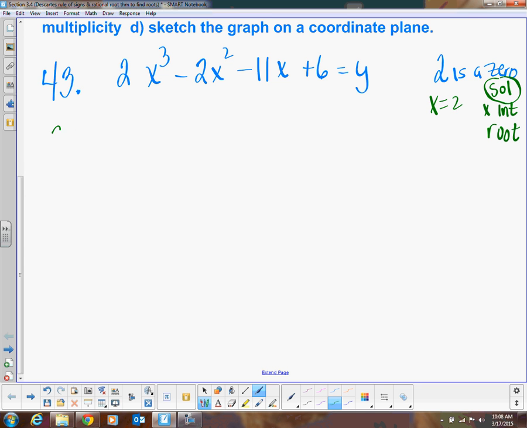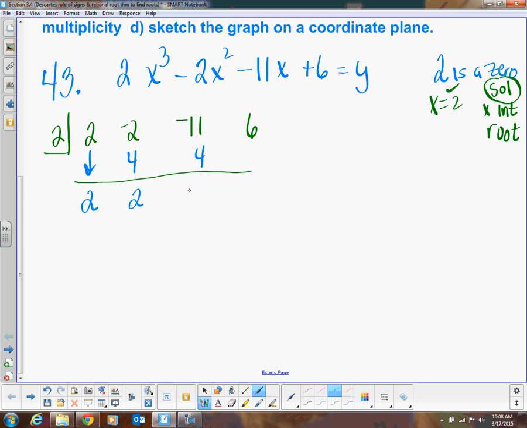So you're going to go to synthetic division with your 2, because they told you that is a 0. So now you're going to do 2, negative 2, negative 11, and 6. The reason why the remainder theorem doesn't help here is because it doesn't give you the polynomial. Bring down the 2. 2 times 2 is 4. Add. You're going to get negative 7.